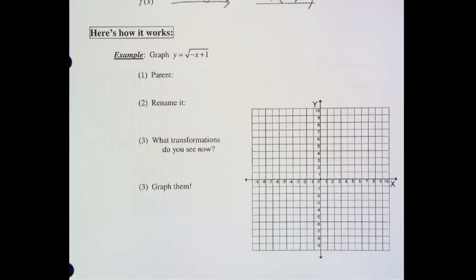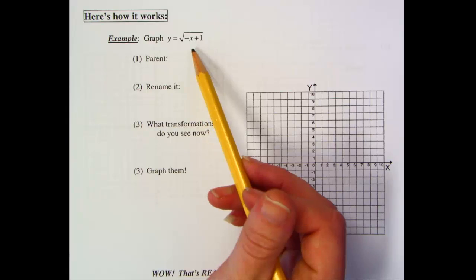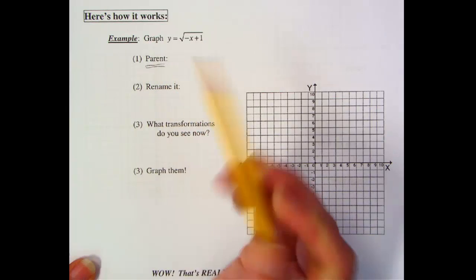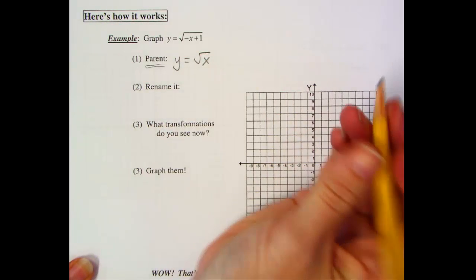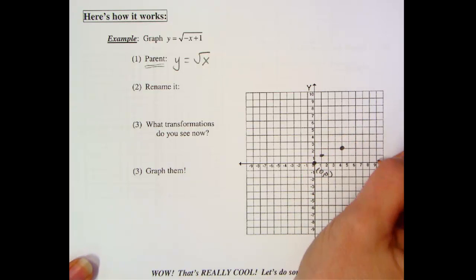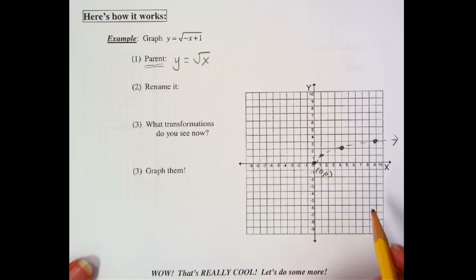Let's say we have y equals the square root of negative x plus 1. First thing as always we want to do is recognize the parent graph, and in this case it's y equals the square root of x. You can graph that quickly now. 0, 0 is my anchor. 1, 1. Square root of 4 is 2. Square root of 9 is 3. So there's my parent square root of x graph.